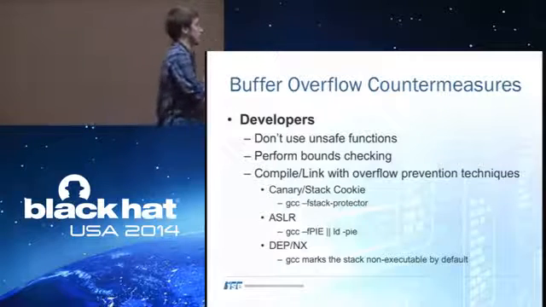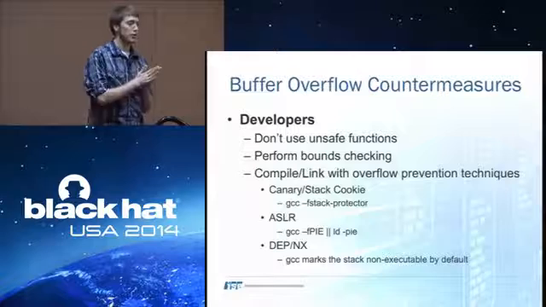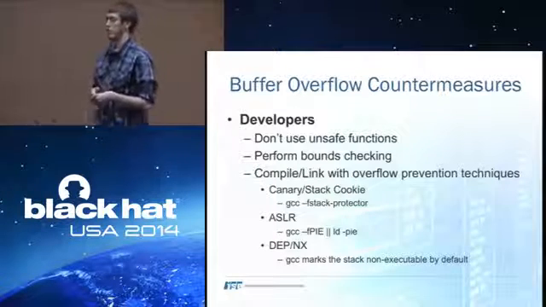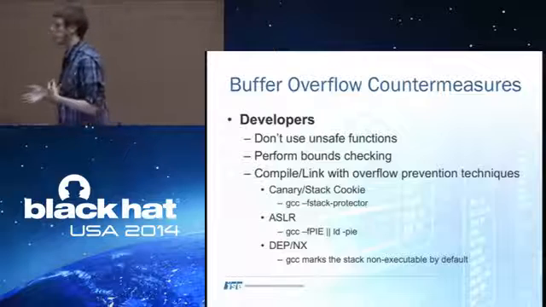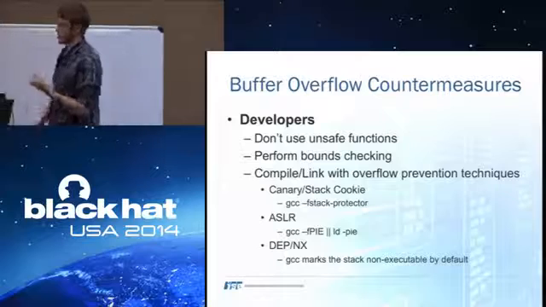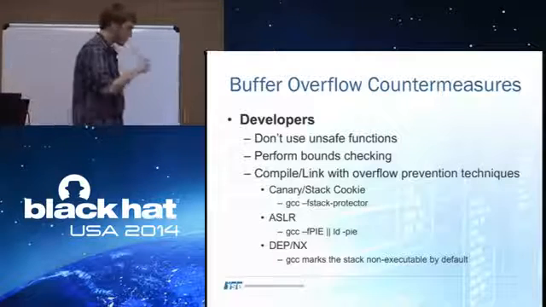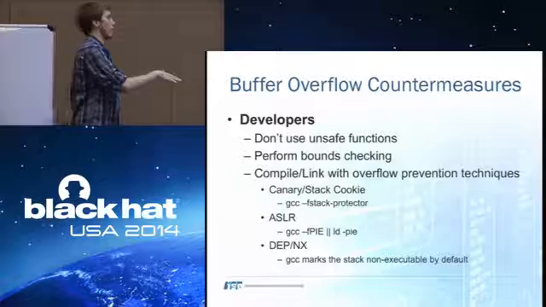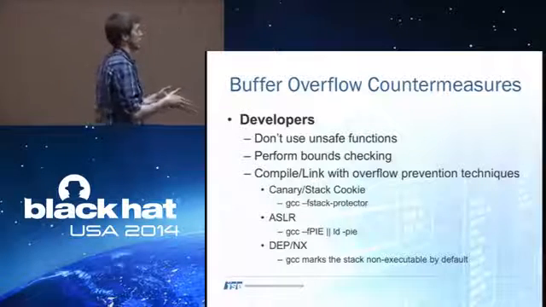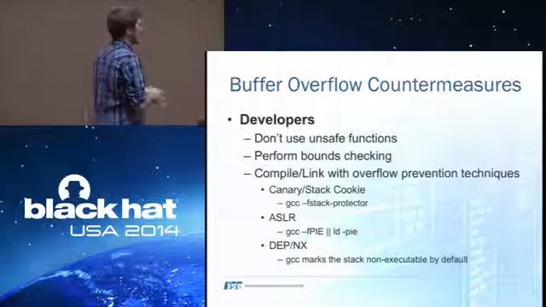So countermeasures: developers, don't use unsafe functions. If you're developing in C, you really have to worry about this. If you're developing in Java, you don't have to worry about this, but if you are, let's say, using JNI where there is native code or various C code, you should worry about those underlying libraries or even the virtual machine that is running your interpreted language.